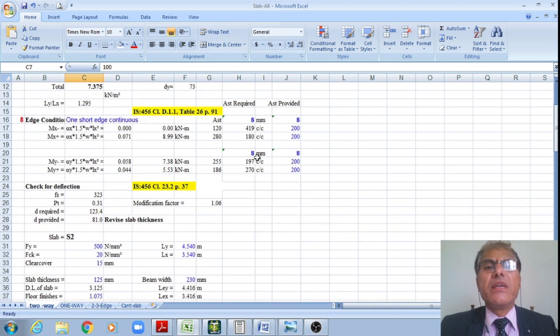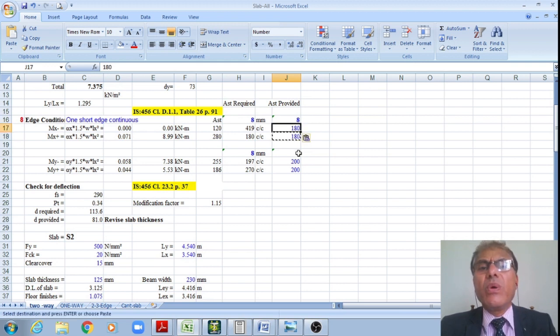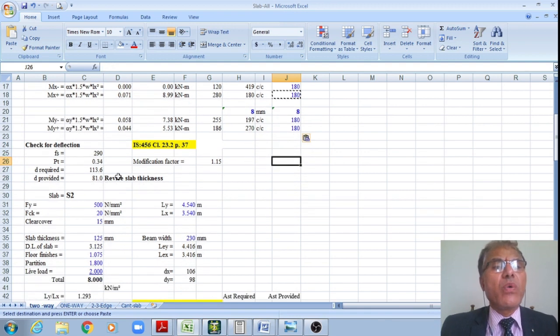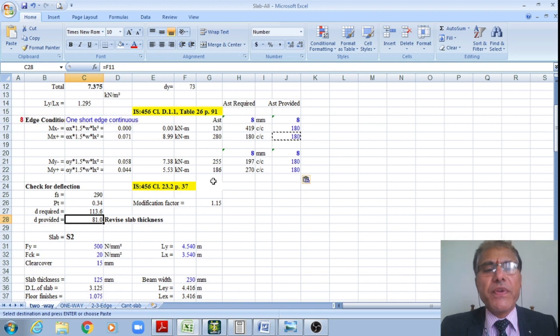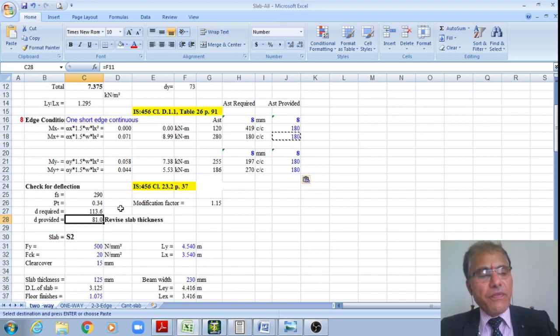Obviously the design will change. You require more steel also, therefore major steel 180. Let us say I provide the same 180 everywhere. However, despite that, the code is saying that the depth required is 113.6, whereas the depth provided is 81. That is not acceptable from the deflection point of view. It may be okay from the flexure point of view, but it is not acceptable from the deflection point of view.